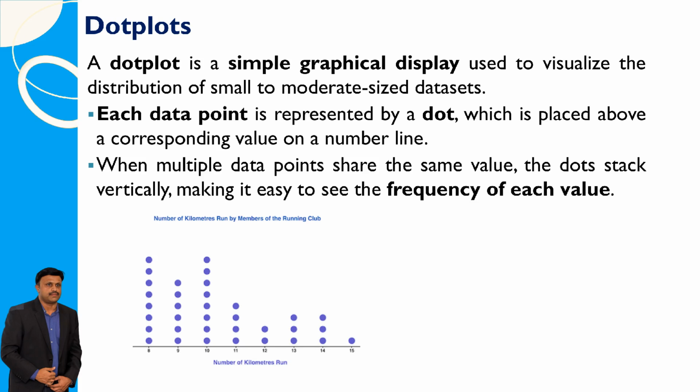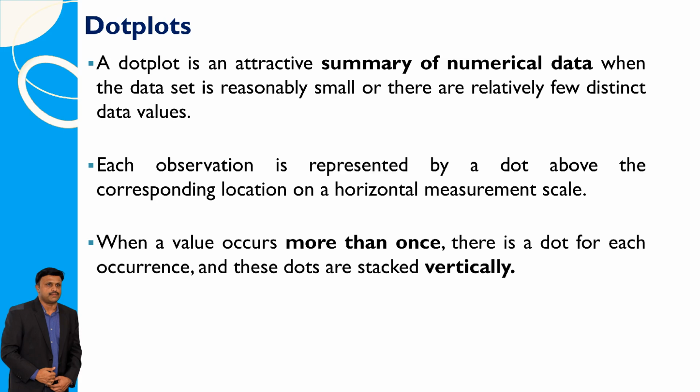A dot plot is a straightforward graphical tool used to visualize the distribution of small to moderate-sized datasets. It represents each data point as a dot positioned above a corresponding value on a number line. When multiple data points have the same value, the dots stack vertically, allowing for an easy assessment of the frequency of each value. A dot plot is an effective way to summarize numerical data, especially when the dataset is small or has few distinct values.